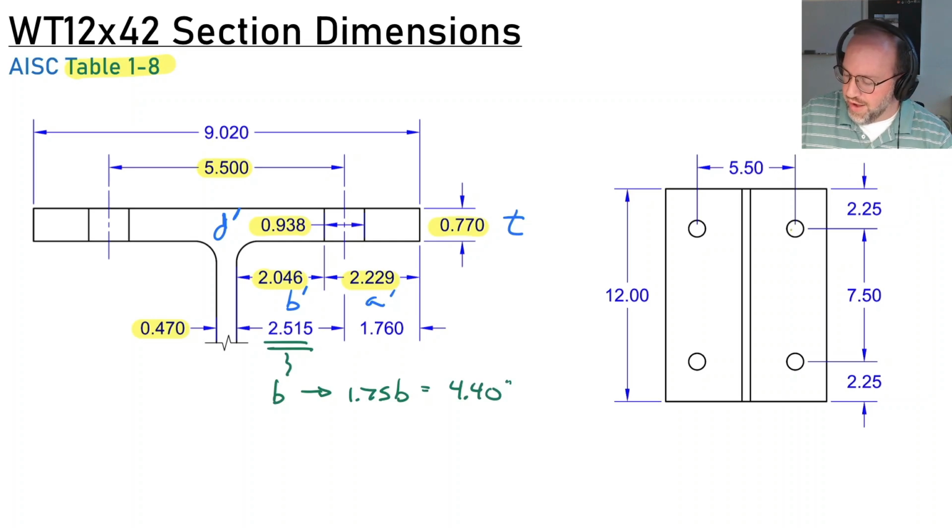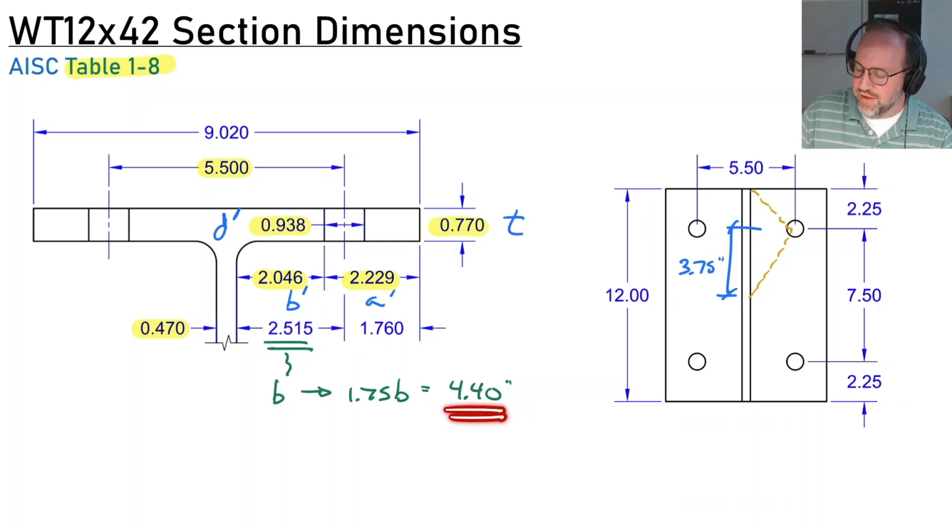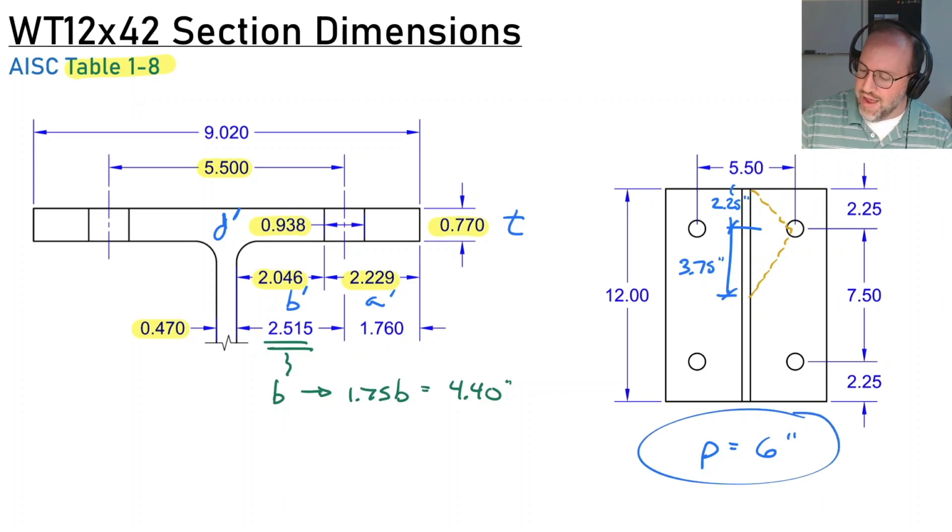So we go over here and we look at our tributary width for each bolt, and we'll see that this distance here is given by 3.75. That's just half the spacing. 3.75 is less than 4.4, so I get to use the entire 3.75. And there's going to be a 2.25 up here. That also is less than my limiting 4.4 inches. So therefore, my p dimension is a total 6 inches, which is, of course, just half of my 12-inch section here. Given those dimensions, now let's crunch some numbers for this thing.